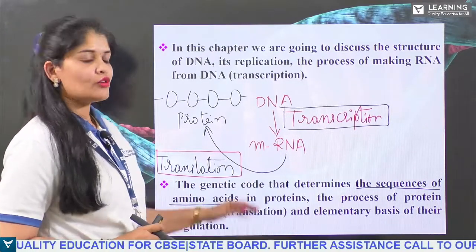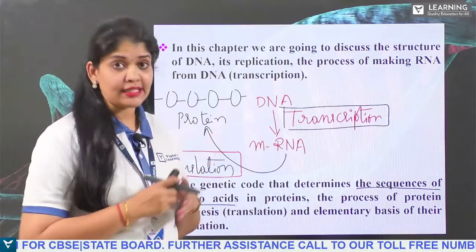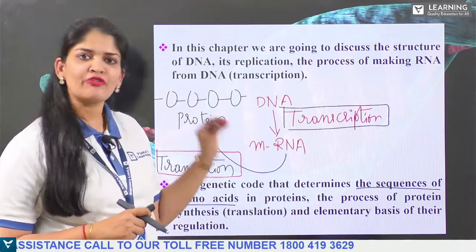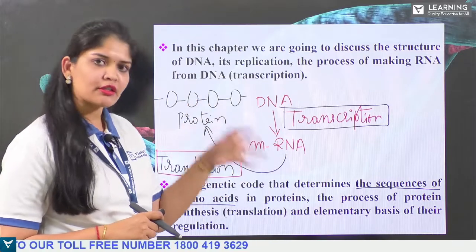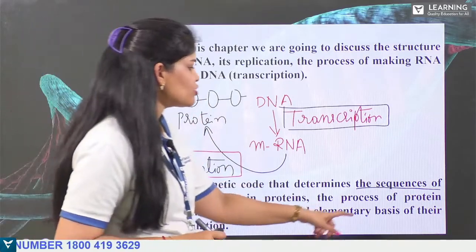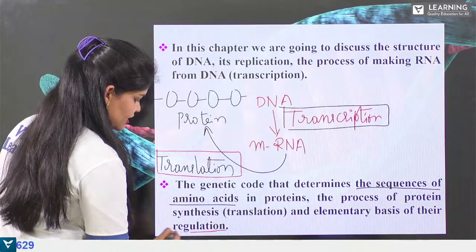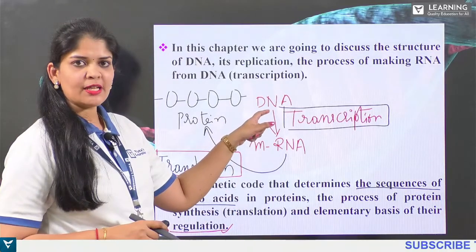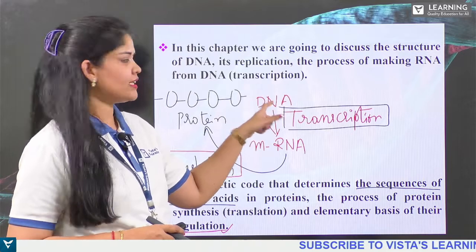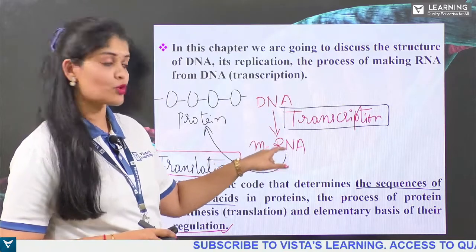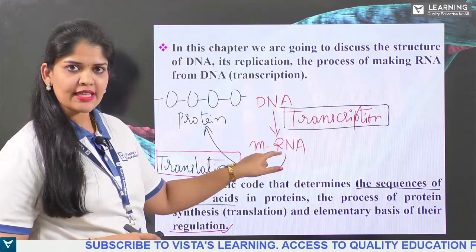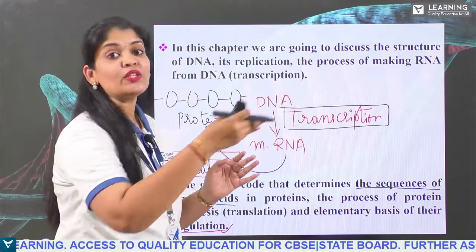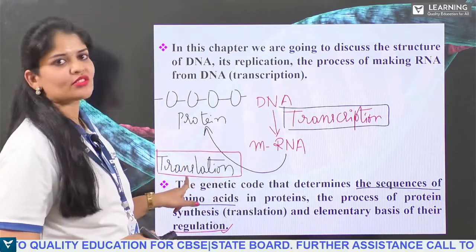Translation. And for all this process, there is a regulation. There are checkpoints to check whether the process is going on fine or not, whether there are any errors present or not. So that is the elementary basis of regulation. Regulation is always needed for these processes. Here, the formation of the DNA, that is replication, and the DNA is transcribed into mRNA. That process is called transcription, and this mRNA information is useful to synthesize the protein by sequencing the amino acids, and that is called translation.